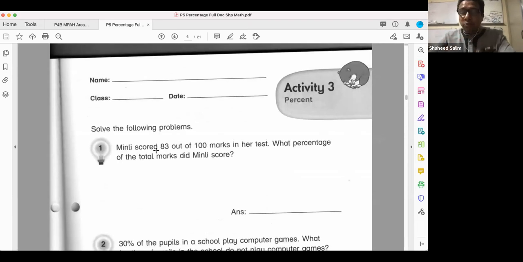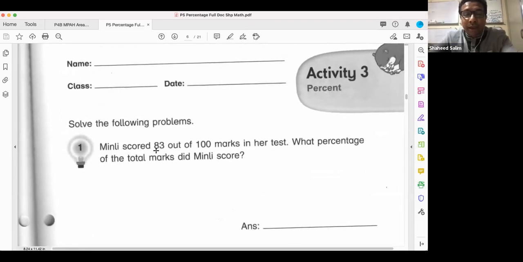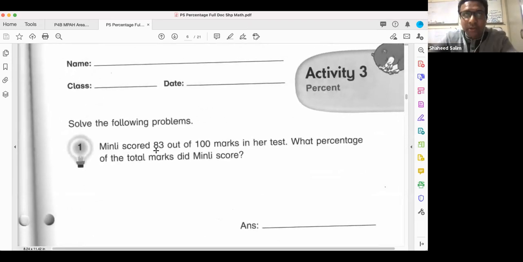Now we are going to problem sums. We have 8 more minutes. Can you find out what's the percentage score down here? You can do this. You can do this.